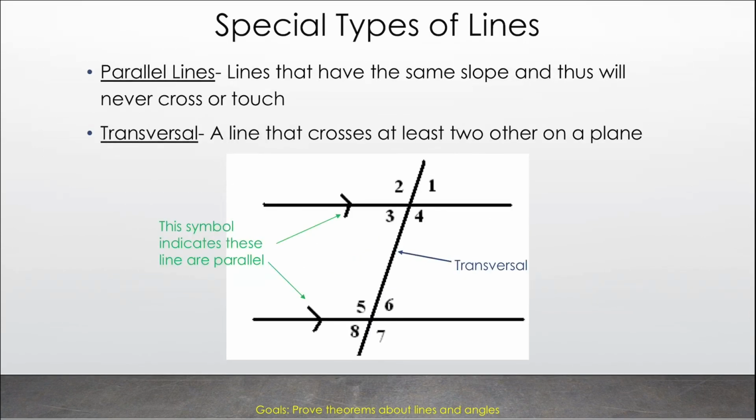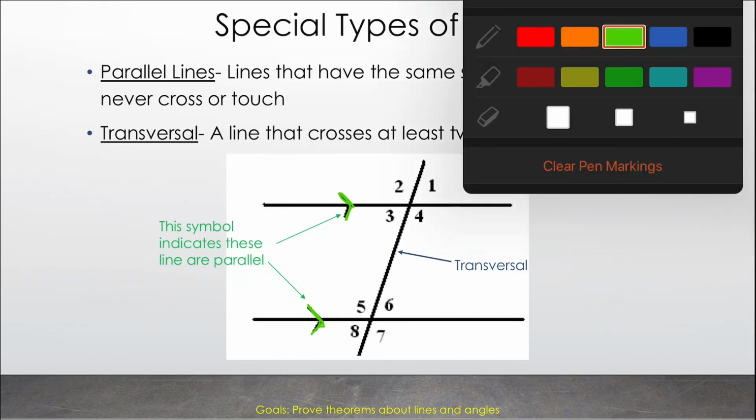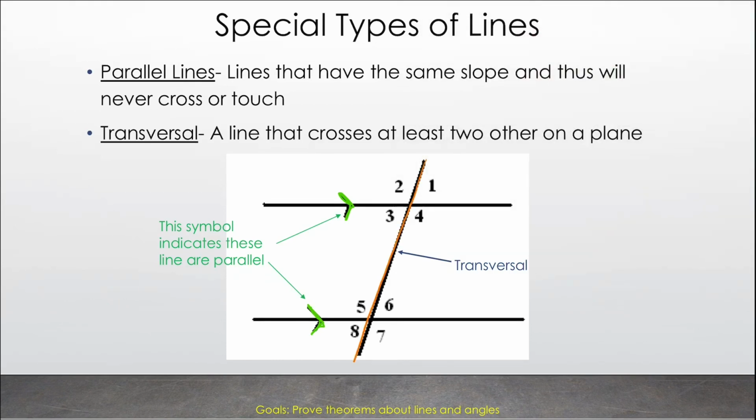All right, so special types of lines. We have parallel lines, which are lines that have the same slope, thus will never cross or touch. And a transversal is just a line that crosses at least two other lines on a plane. In the picture we're looking at, I have two parallel lines. These symbols right here mean that those lines are parallel to one another. And they're cut by the transversal, which is this orange line right here. So that's very special. We're going to talk about these different types of angles now.